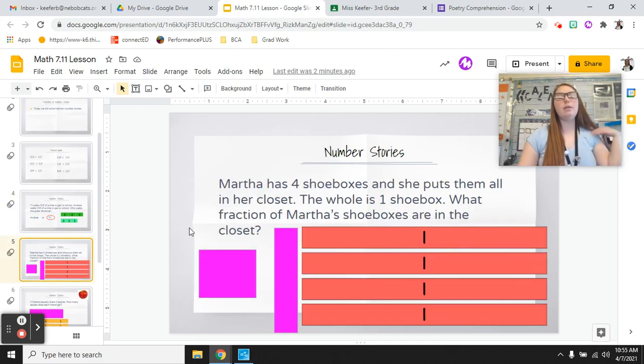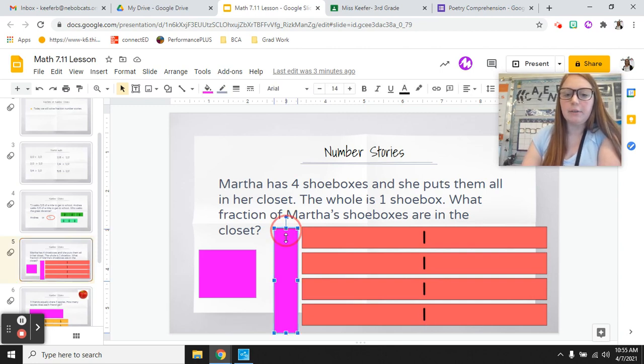All right, this next one says Martha has 4 shoeboxes and she puts them all in her closet. The whole is one shoebox. What fraction of Martha's shoeboxes are in the closet? So if I have my fraction strips here, one strip is one shoebox, and she puts 4 of them in her closet. So on your whiteboards, I want you to try to think about the fraction for this. If there's 1, 2, 3, 4 wholes, how can we represent that as a fraction?